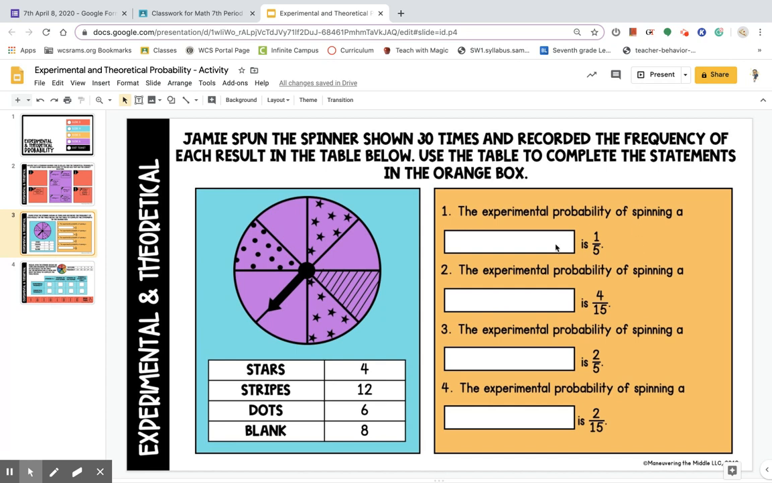So in these boxes, you're going to put either stars, stripes, dots, or blank. Blank means these sections right here. So in order to figure these out, you have to put these in the experimental probability format. The first one I will do for you. So what did happen? Jamie spun the spinner 30 times. Out of those 30 times, she landed on stars 4 times. So the experimental probability of that is going to look like 4 over 30.